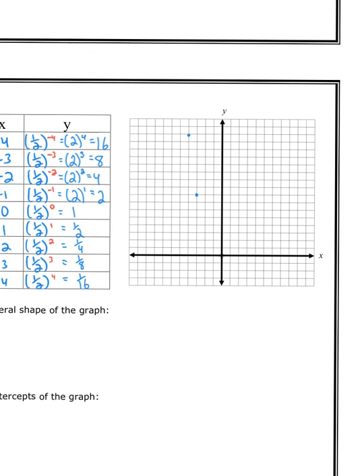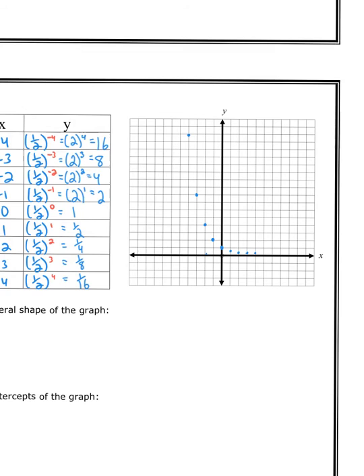So now I can plot these points. The first point is at -4, positive 16. And then -3, positive 8. And then -2, positive 4. And then -1, positive 2. And then 0, 1. And then 1, and I have a y value of 1/2. And then when x is 2, I have a y value of 1/4. And then I get a y value of 1/8, and then a y value of 1/16.